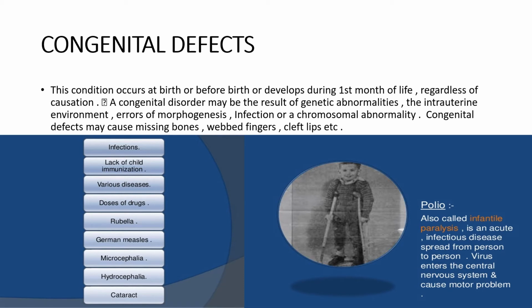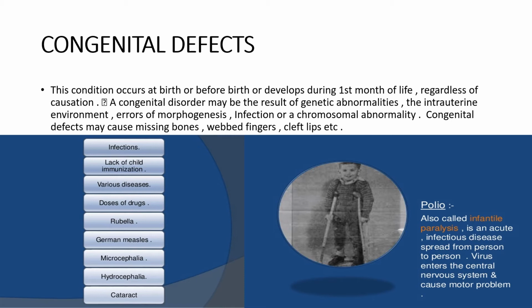The second cause of orthopedic impairment is congenital defect. This condition occurs at birth or before birth or develops during the first month of life regardless of causation. A congenital disorder may be the result of genetic abnormalities, the intrauterine environment, errors of morphogenesis, infection or a chromosomal abnormality. Congenital defects may cause missing bones, webbed fingers, cleft lip, etc.